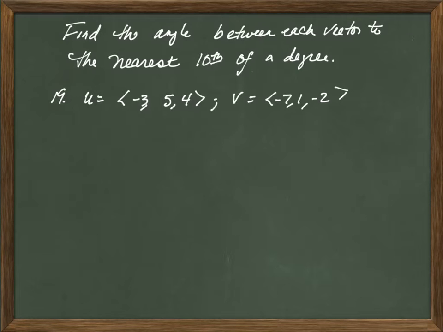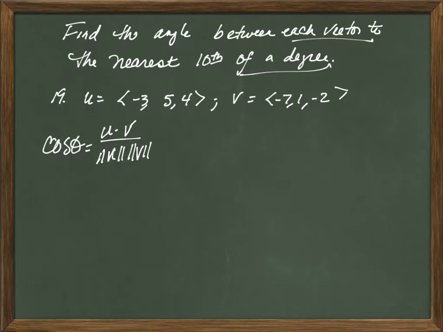Okay, new set of directions for 1920. You're supposed to find the angle between the vectors to the nearest tenth of a degree. So that's our formula: cosine theta is equal to the dot product, so it would be u times v in this case, over the magnitude of u times the magnitude of v.